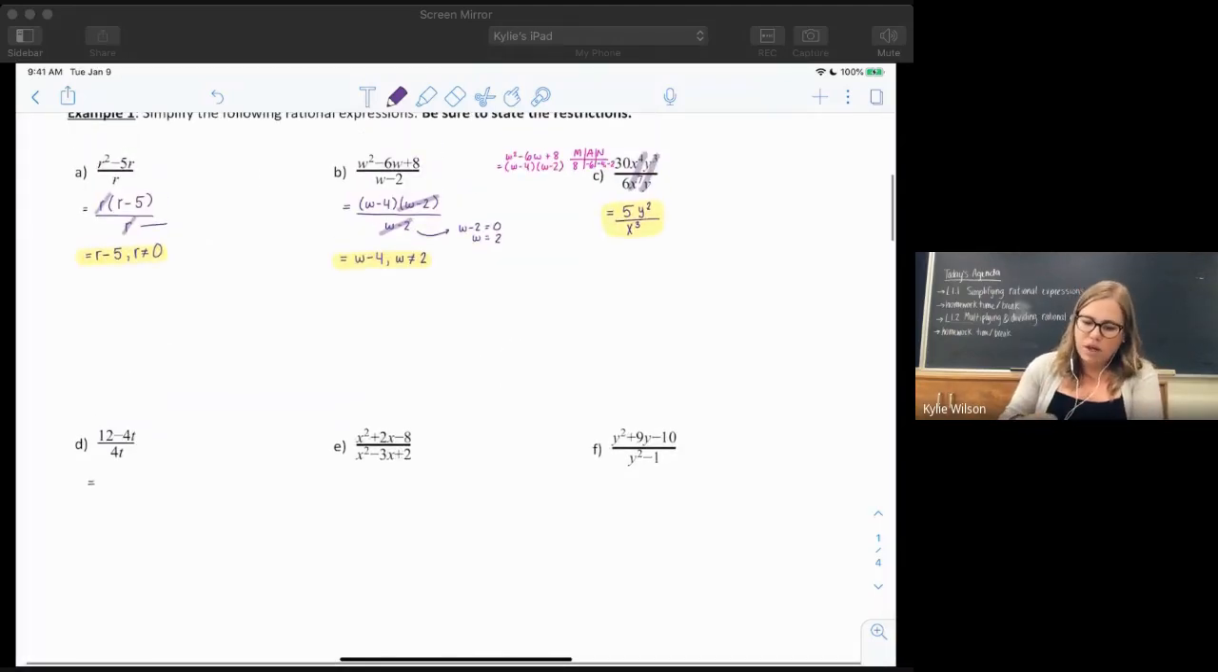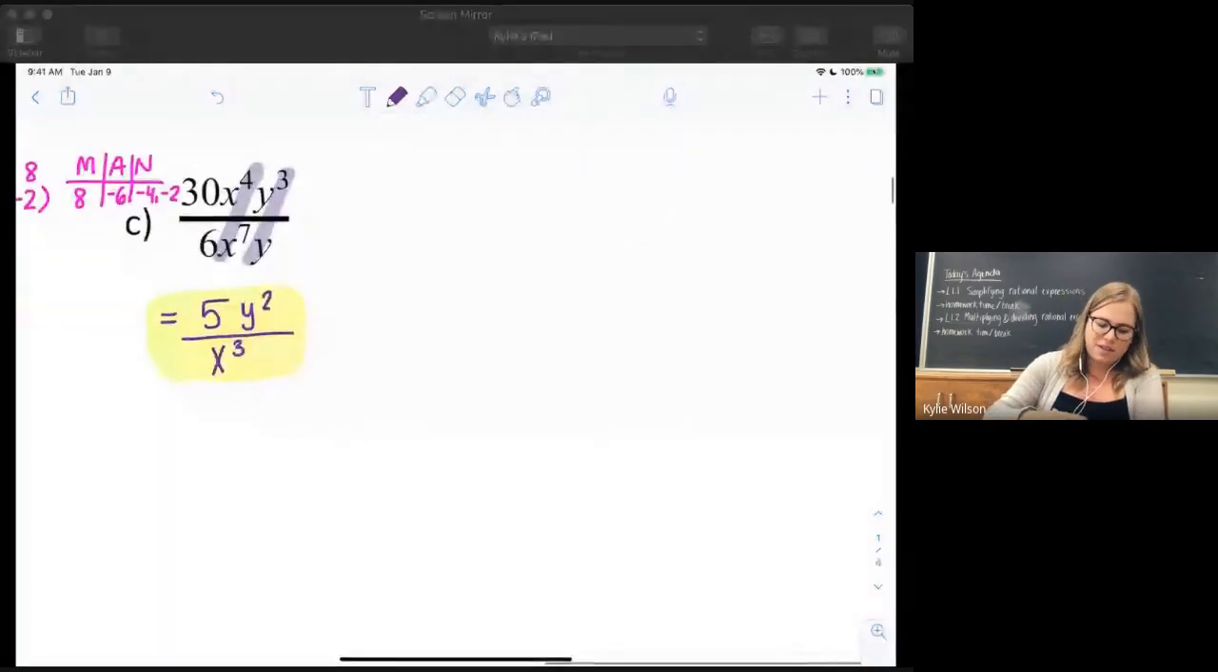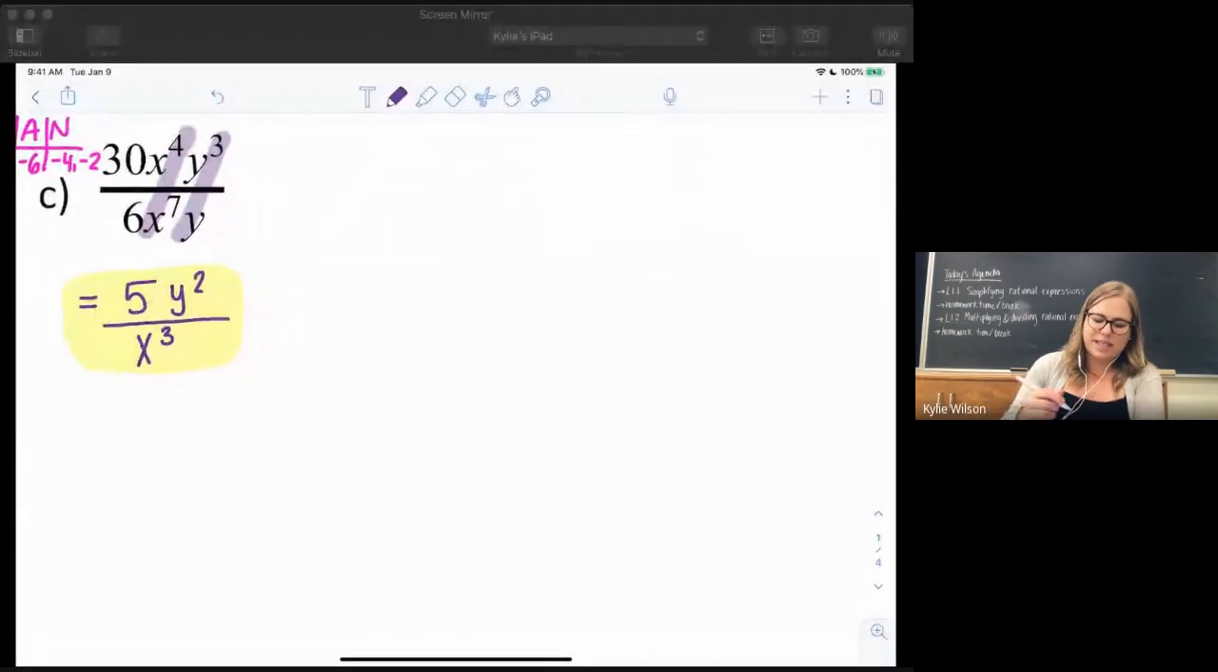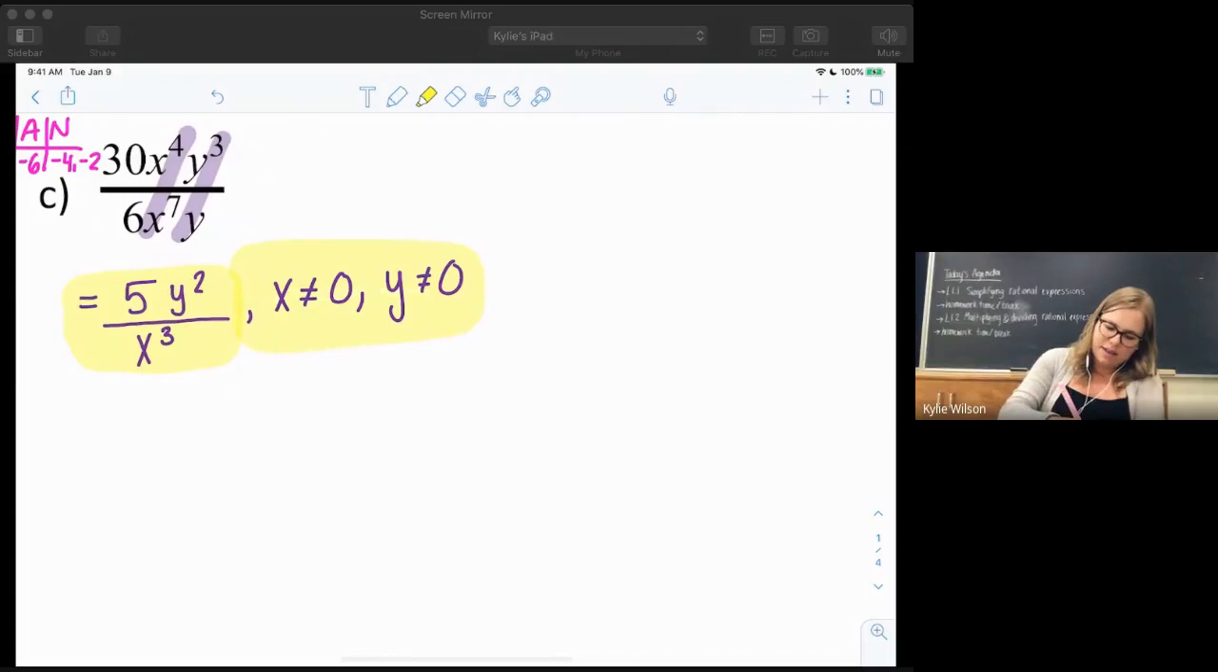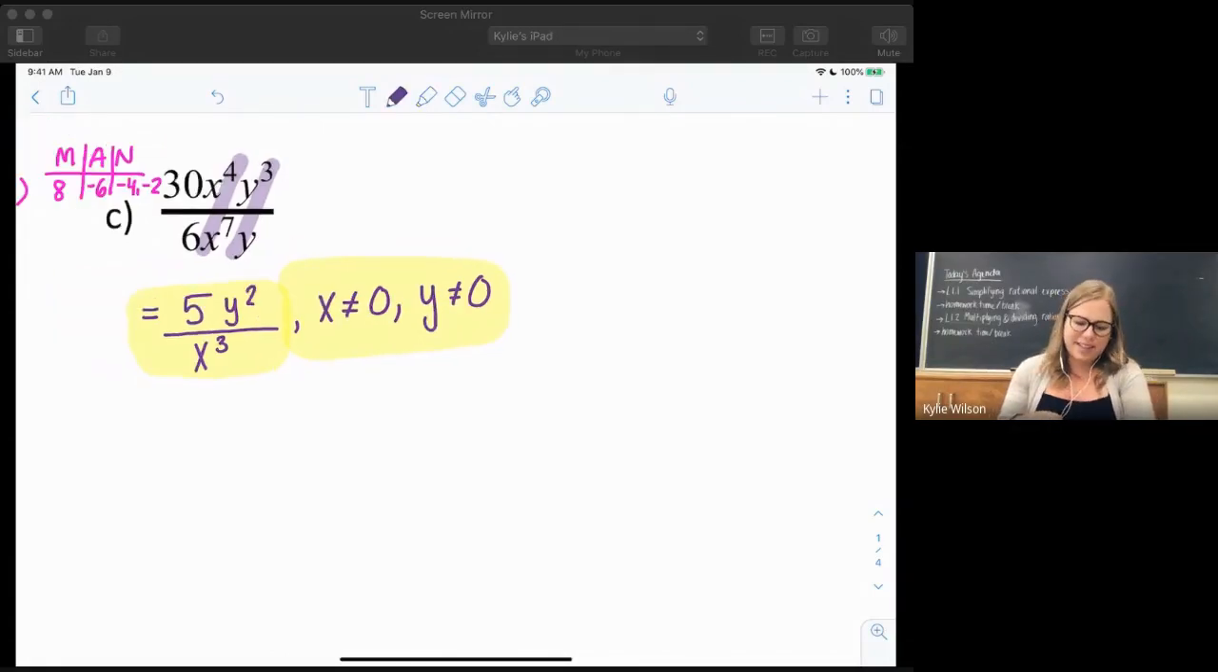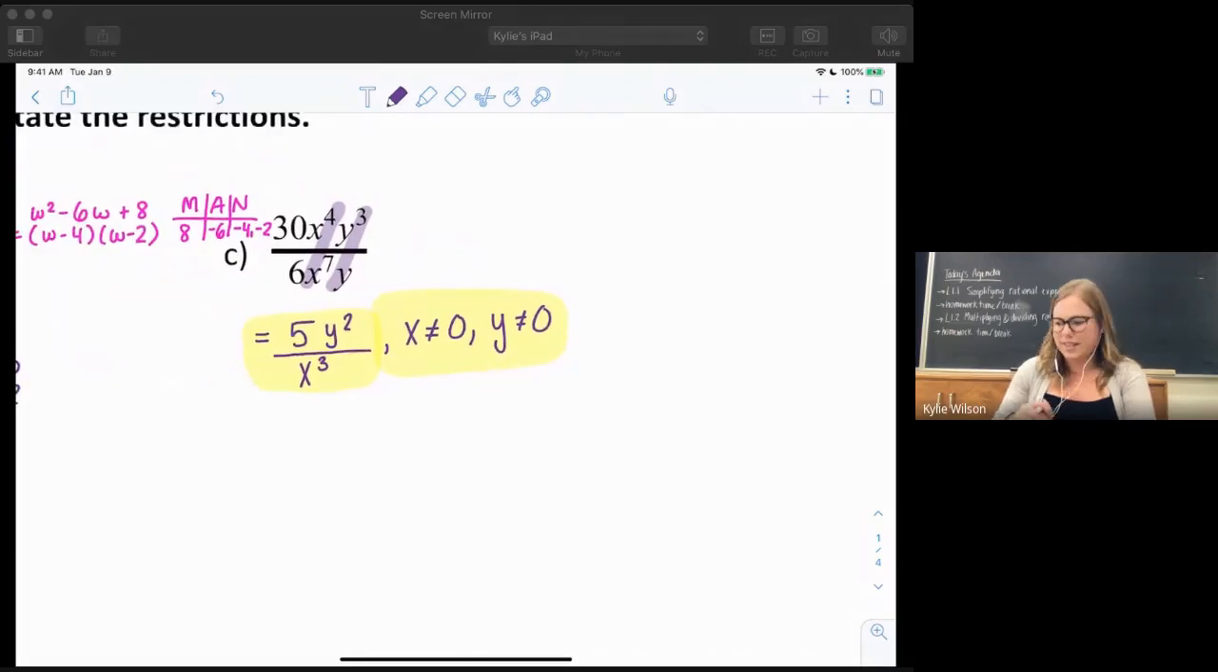Oh, thank you, Braden. I forgot about my restrictions for C. Sorry about that. So I do need to look for restrictions for C. Right after I said you always need restrictions, I'm not even doing it. So I look at the bottom and I have an x all by itself, so x cannot equal 0. And then I have a y all by itself, so y cannot equal 0 either. There we go. Sorry about that, everyone.